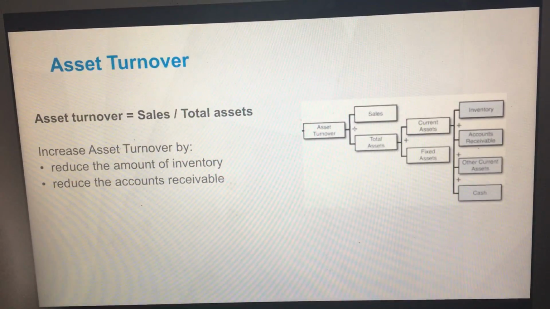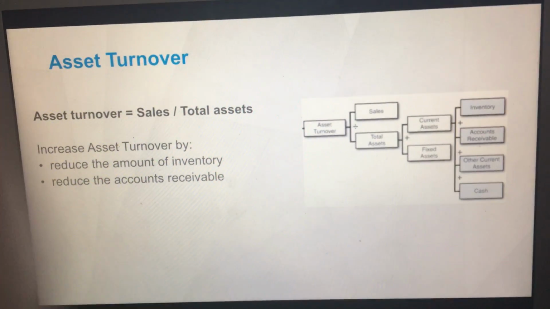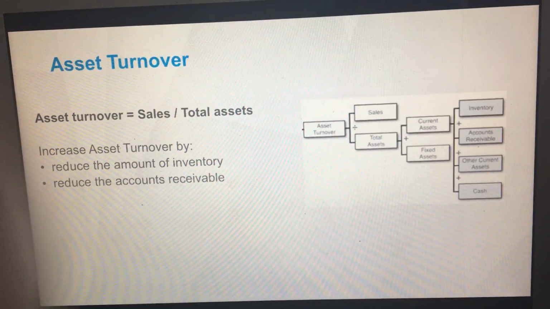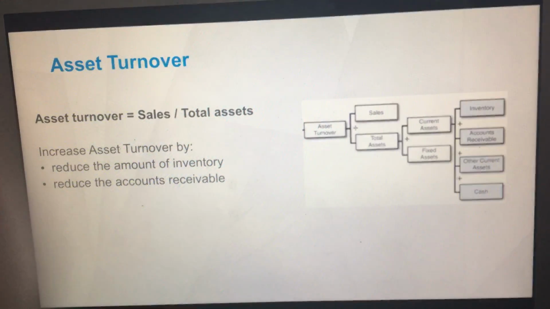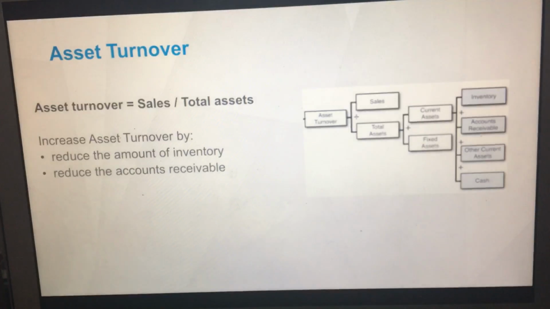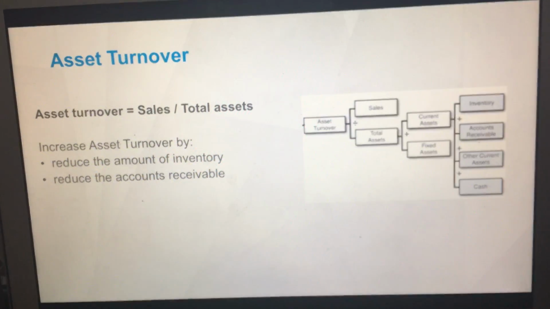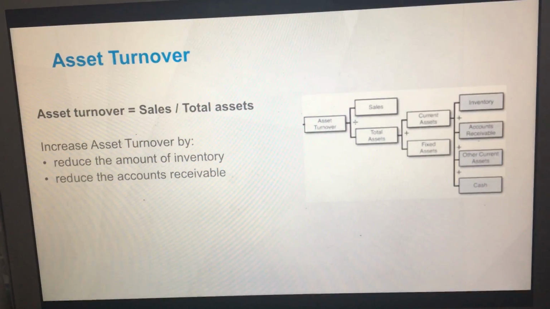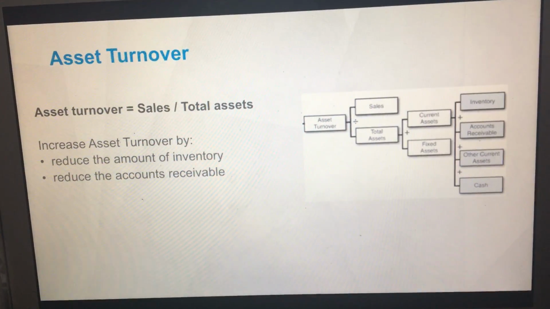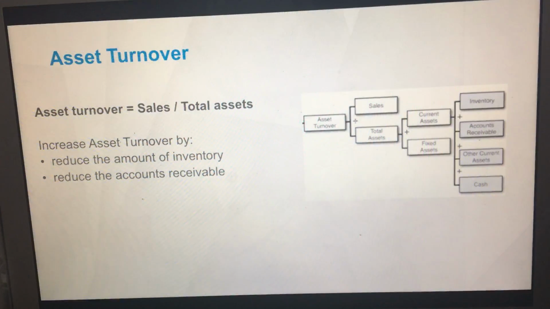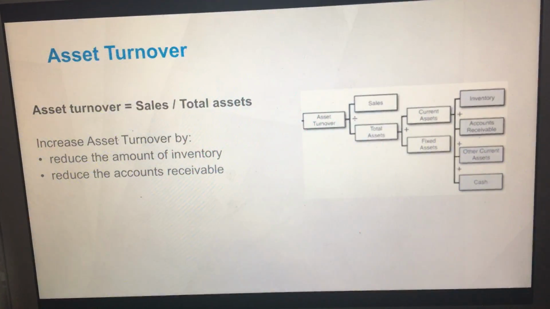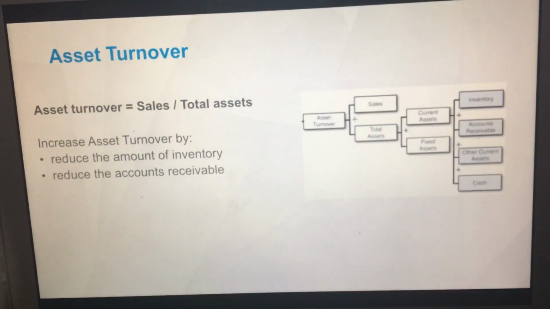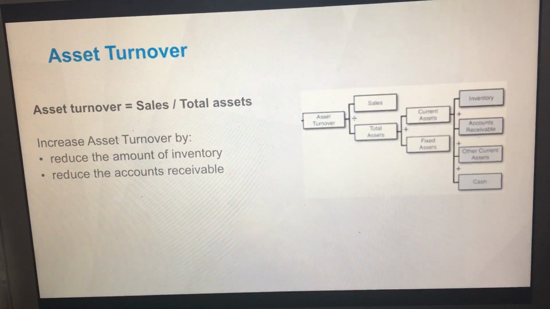Secondly, asset turnover measures a business's efficiency at creating revenue from its assets. It is calculated by sales divided by total assets. A better asset turnover ratio means the business generates more revenue per dollar of assets. To improve asset turnover, logistic managers can reduce the amount of inventory and reduce the accounts receivable.